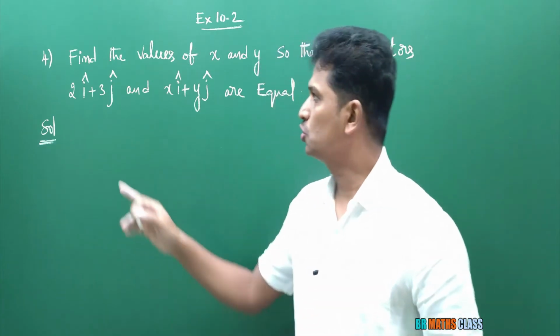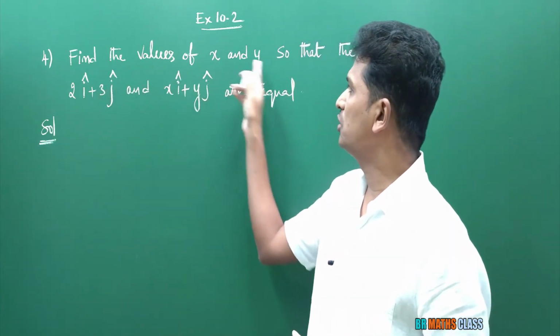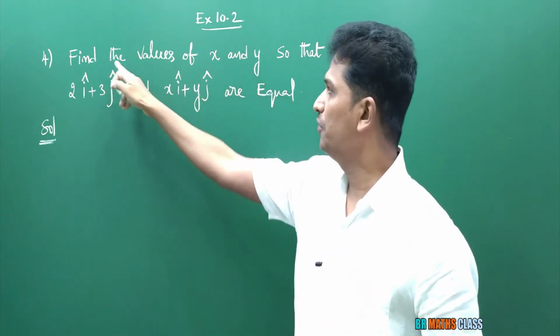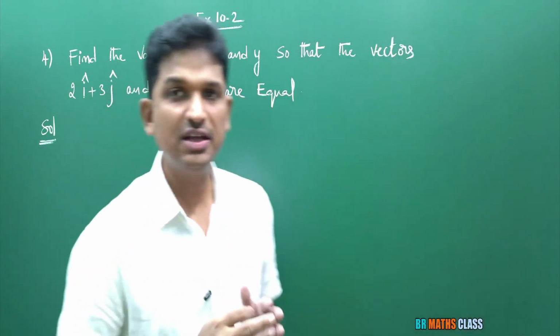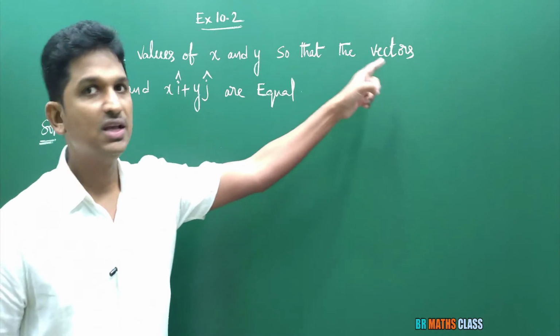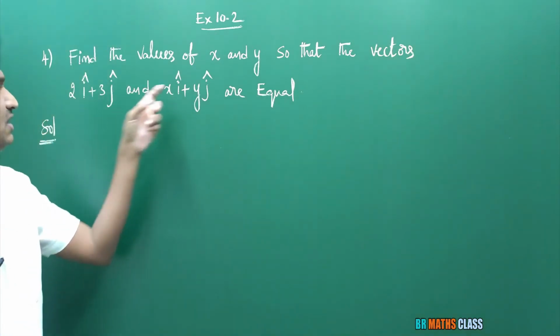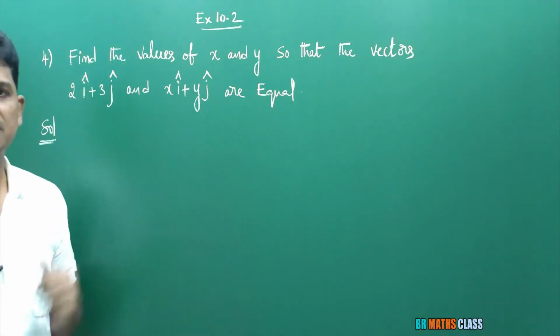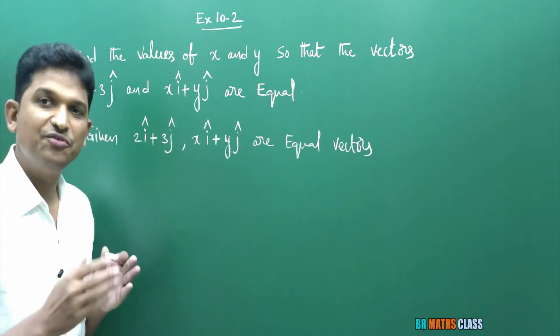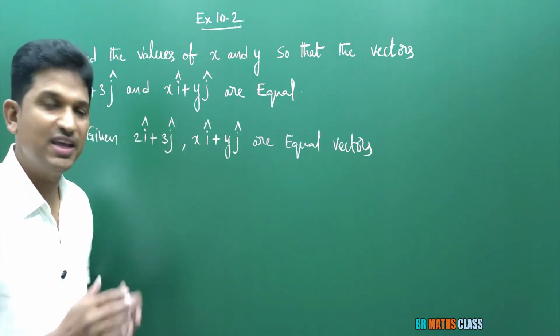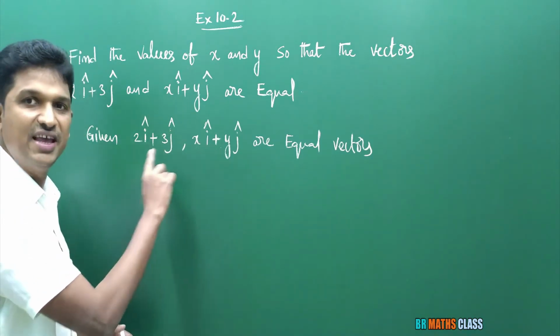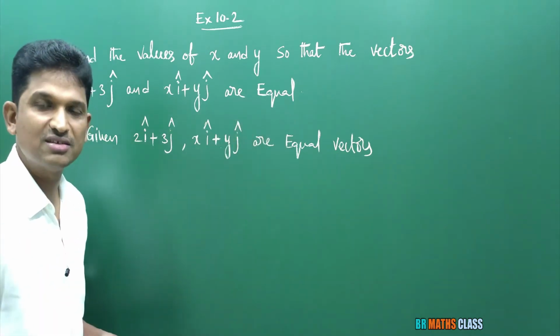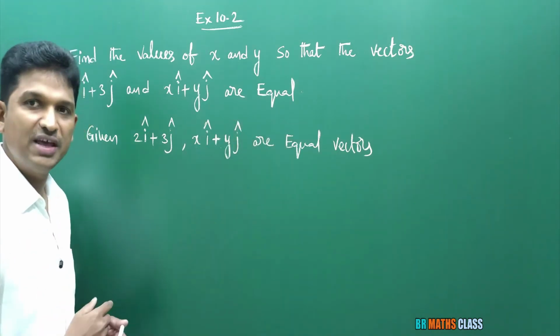Now you observe this question number 4. Find the values of x and y. We need to find the values of x and y. For that, what information is given? Here you see they have given two vectors. These two vectors are equal. This is a very easy question. They are saying that these two vectors are equal vectors. Then find the values of x and y.